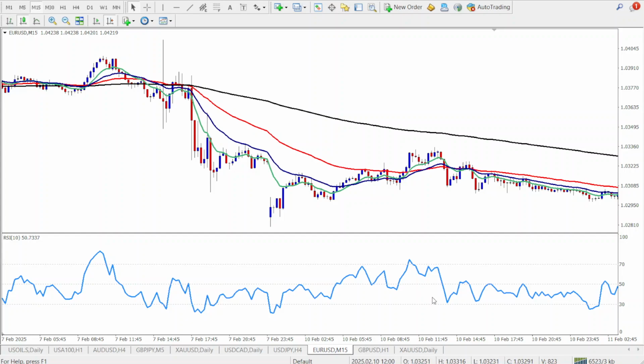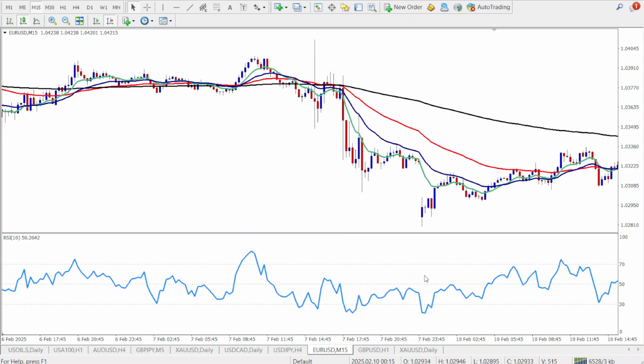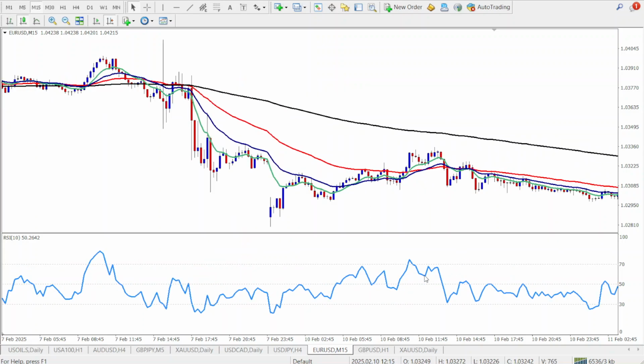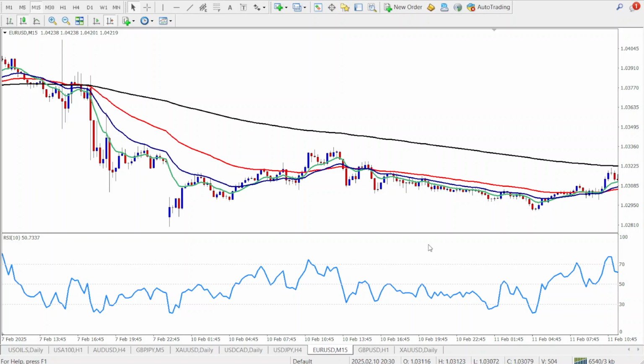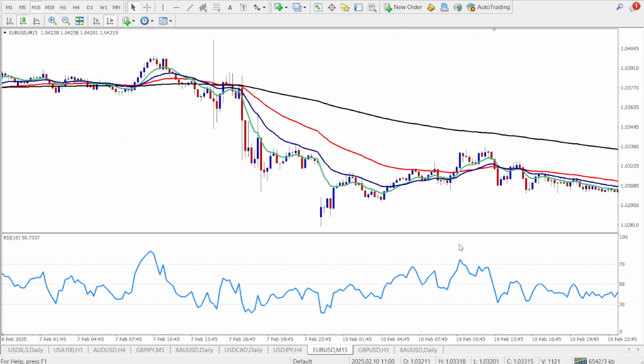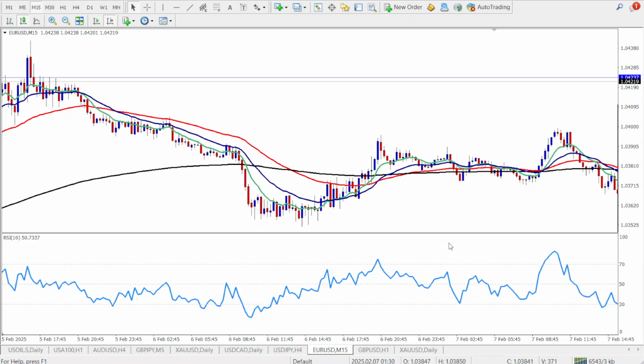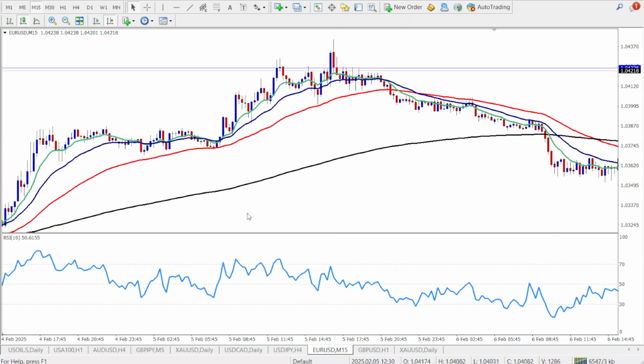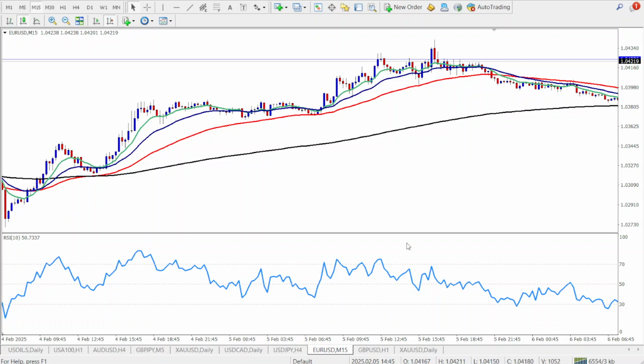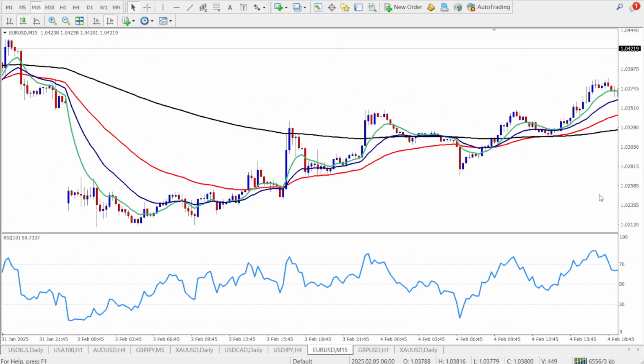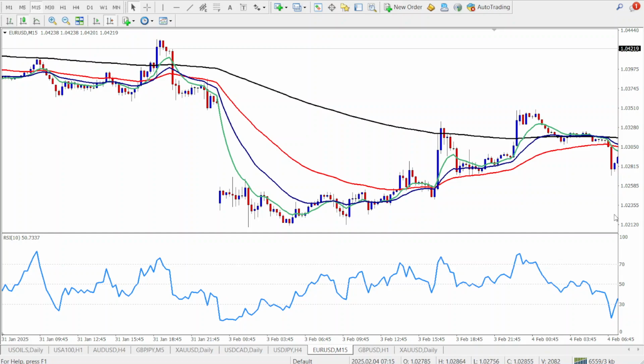Now, RSI is actually great for spotting divergences, where price moves in the opposite direction of the indicator. This can indicate a weakening trend and potential reversal. We've talked about divergence in previous videos. You might want to check that out. But just for a very quick explanation, basically when you have price making lower lows and the indicator making higher lows, then you have a bullish divergence there, signaling a potential reversal to the upside.